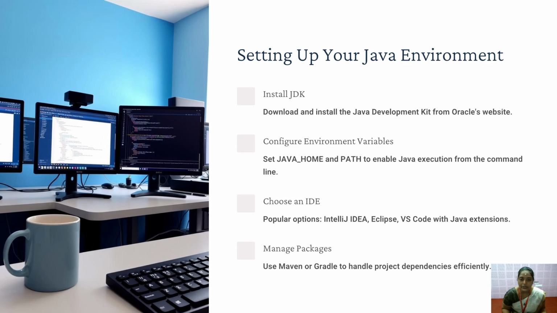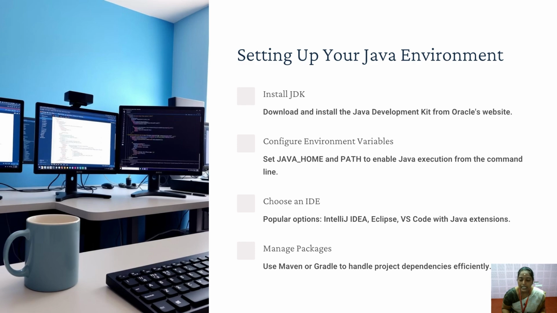First of all, we need to install the JDK, that is Java Development Kit, from the Oracle website. Second one, configure environment variables. In this step, we need to set the Java home and path. Why do we need it? To enable Java execution from the command line. It has the tools so that we can compile and run the program.